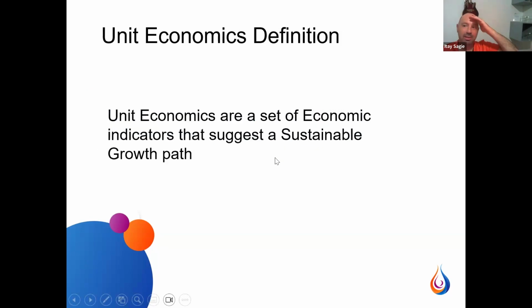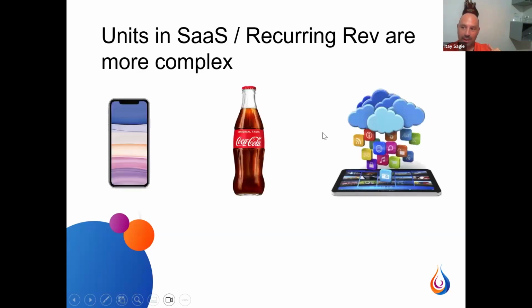So unit economics essentially is a way for you to get economic indicators that would suggest a sustainable growth path. It doesn't mean that right now you're independent from external investors, but it means you're on the right path. And you'll know when you reach that spot where you don't have to rely on external investors anymore. And as I said, it's really complex to understand recurring revenue when it comes to unit economics versus physical products.